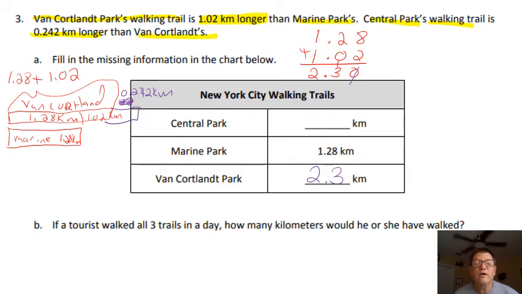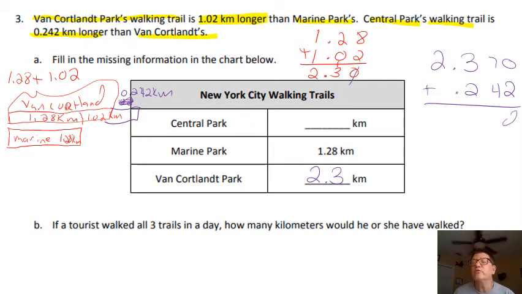Parks. All right, so now we know that Van Cortlandt's was 2 3/10, and the other one is 242 thousandths kilometers. Now, if you notice, my place values aren't the same, but I can turn the 2 3/10 into 2 300 thousandths, so I can add them together. When I add them together, 0 and 2 is 2, 4 and 7 is 11, carry 1, 2 and 3 is 5, 1 is 6, put my place value in the same spot, and 2. So this one will be 2.612 kilometers.